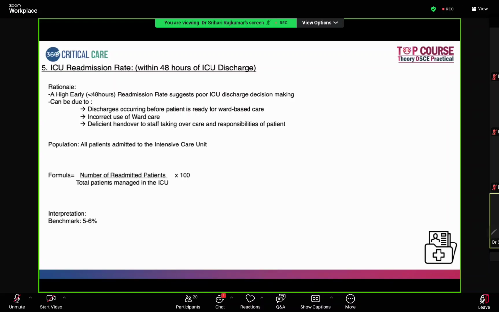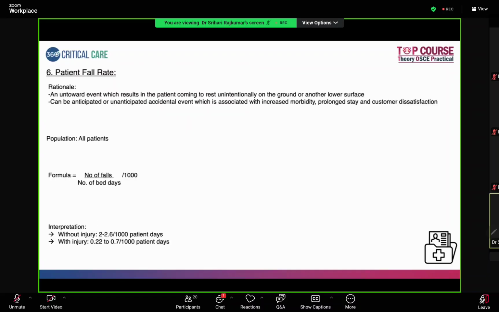So population is also the same. All patients admitted to the ICU. The formula is the number of admitted patients by the total number of patients admitted in the ICU. So this is also pretty straightforward. The benchmark is around 5 to 6%. If it goes more than that, then it is very concerning and it needs to be looked at seriously.